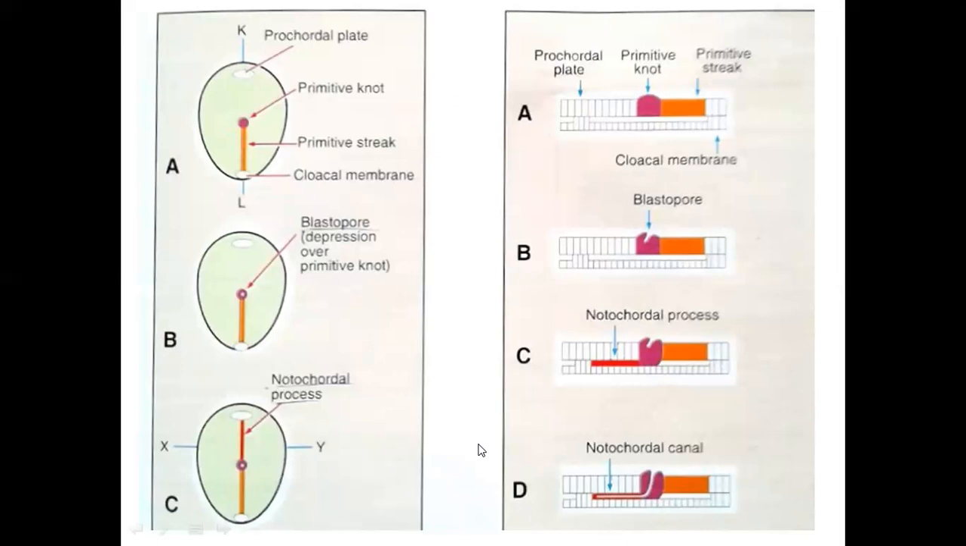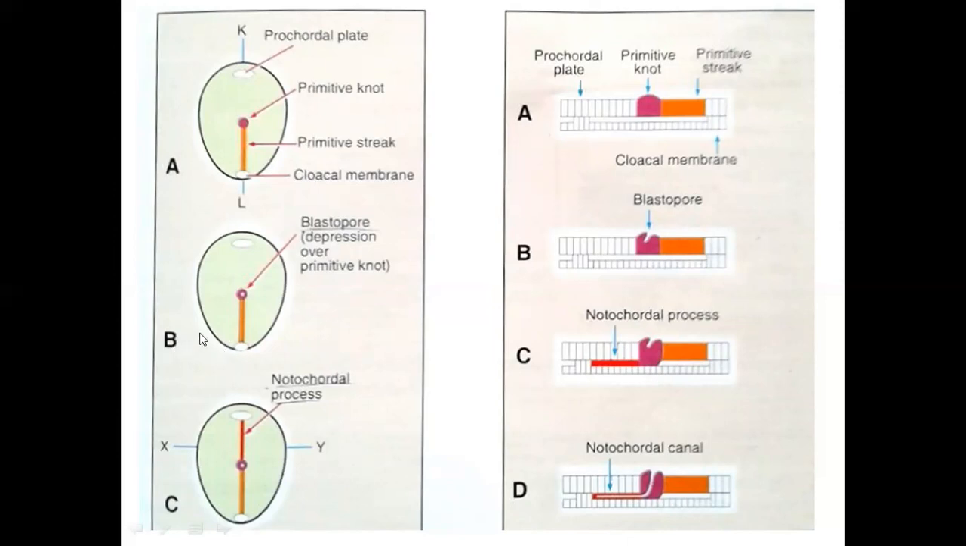With the help of a diagram, we can see this. What do we mean by notochord? Most anteriorly in diagram A is the procordal plate, where ectoderm and endoderm are in touch with each other, with no intra-embryonic mesoderm there. In the same way, here is the cloacal membrane. This is the primitive streak, and the anterior thickened end is called the primitive knot.